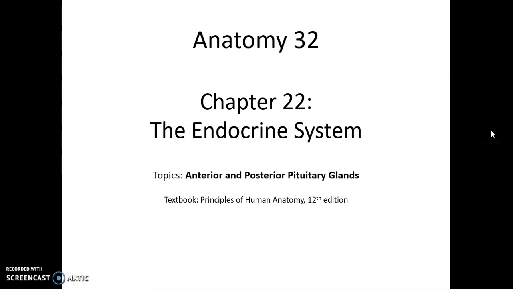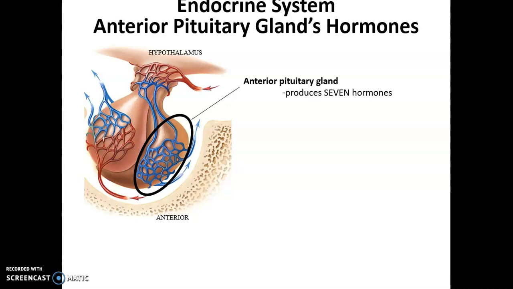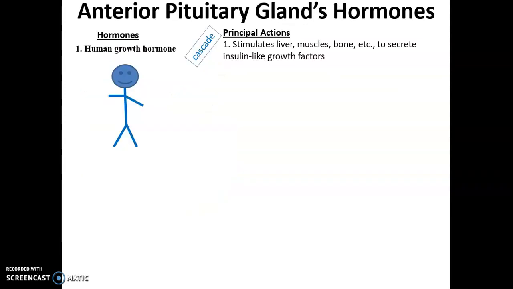Anatomy 32, Chapter 22, the Endocrine System, Topics: Anterior and Posterior Pituitary Glands. So the anterior pituitary gland, which is again controlled by the hypothalamus, is able to produce 7 different hormones with a wide range of functions.